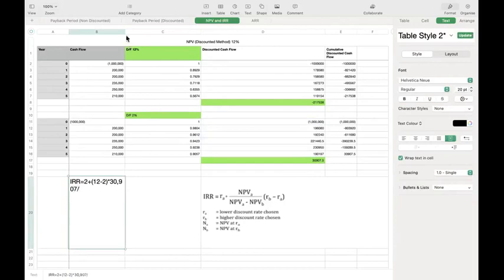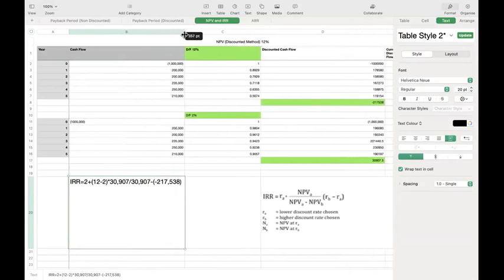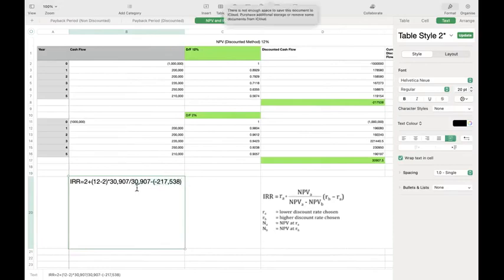30,907 divided by 30,907 minus 217,538. Here we have a minus value. You can see here, minus into minus, this will become plus. So when you calculate this particular section, make sure that you add 30,907 to 217,538, because we have a minus value at the higher discount rate.